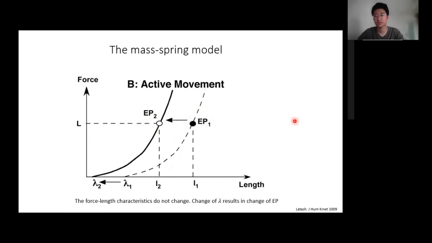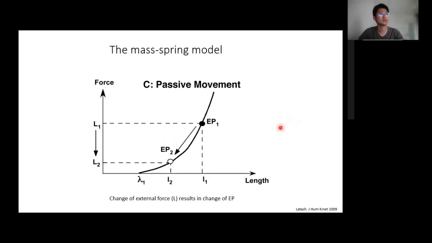And there's another condition about the passive movement. Unlike the previous case, the active movement, in this case you are not changing the resting length of the muscle or the spring, but the external condition changes. For example, if you're holding a book in the hand, and then someone suddenly removes the book out of your hand. So what happens? In this case, the load decreases.